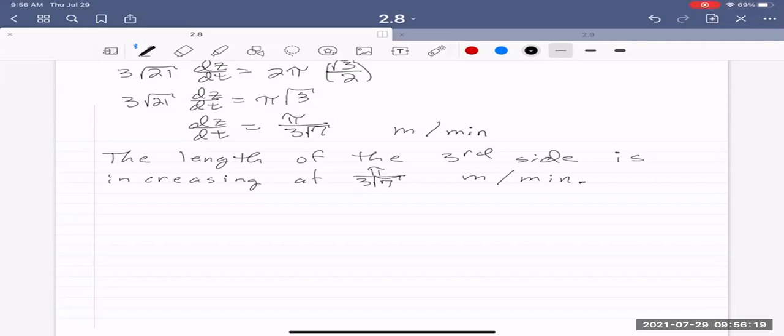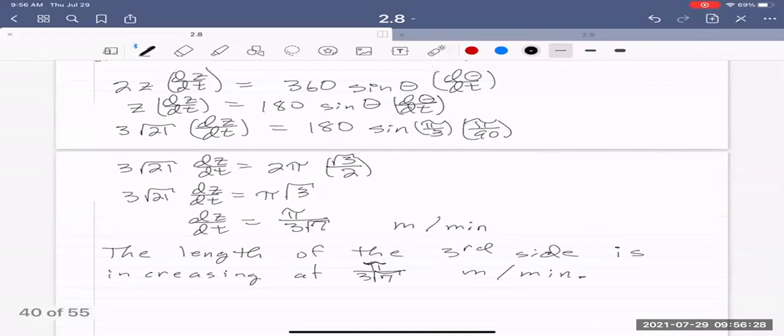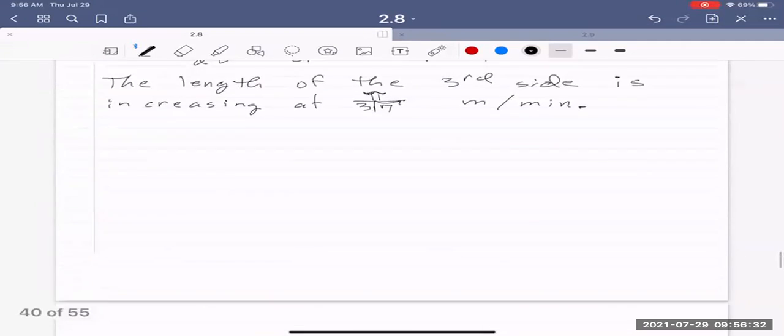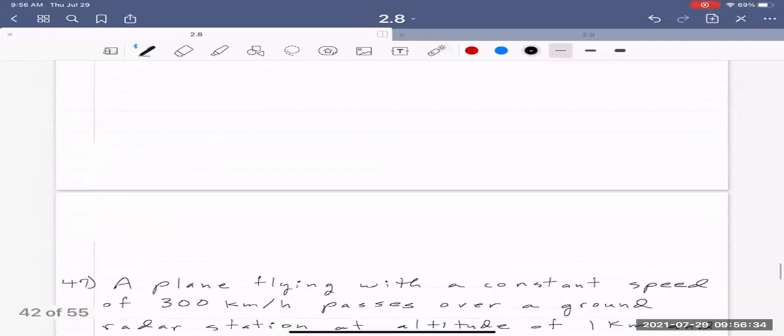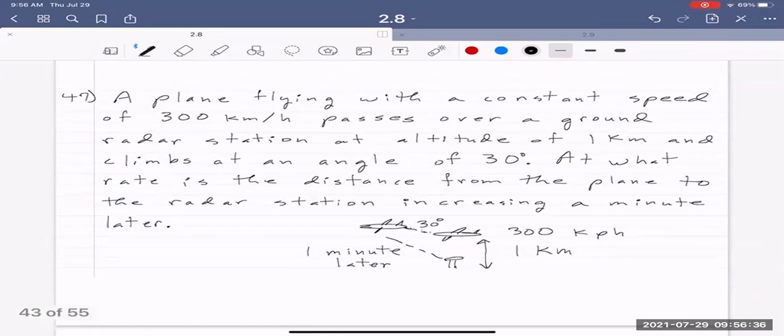Okay. Any questions about that? Okay, then let's do the next problem. That's probably the last problem, or maybe one more after that.